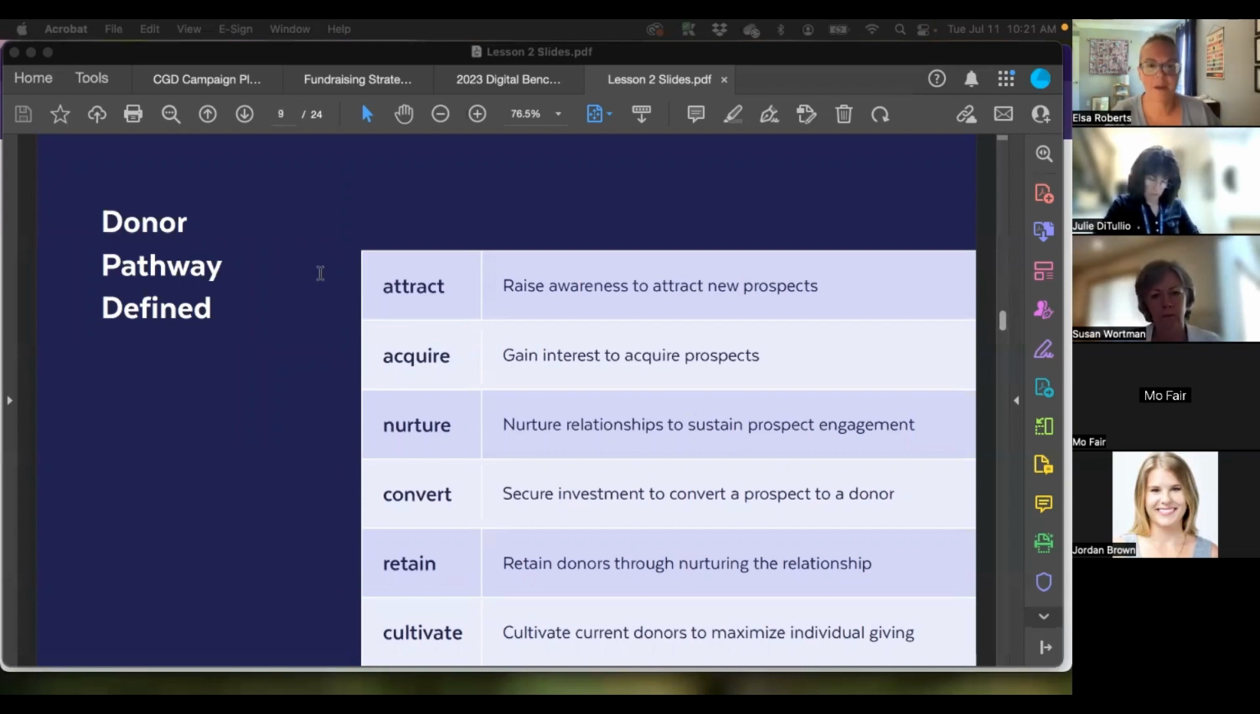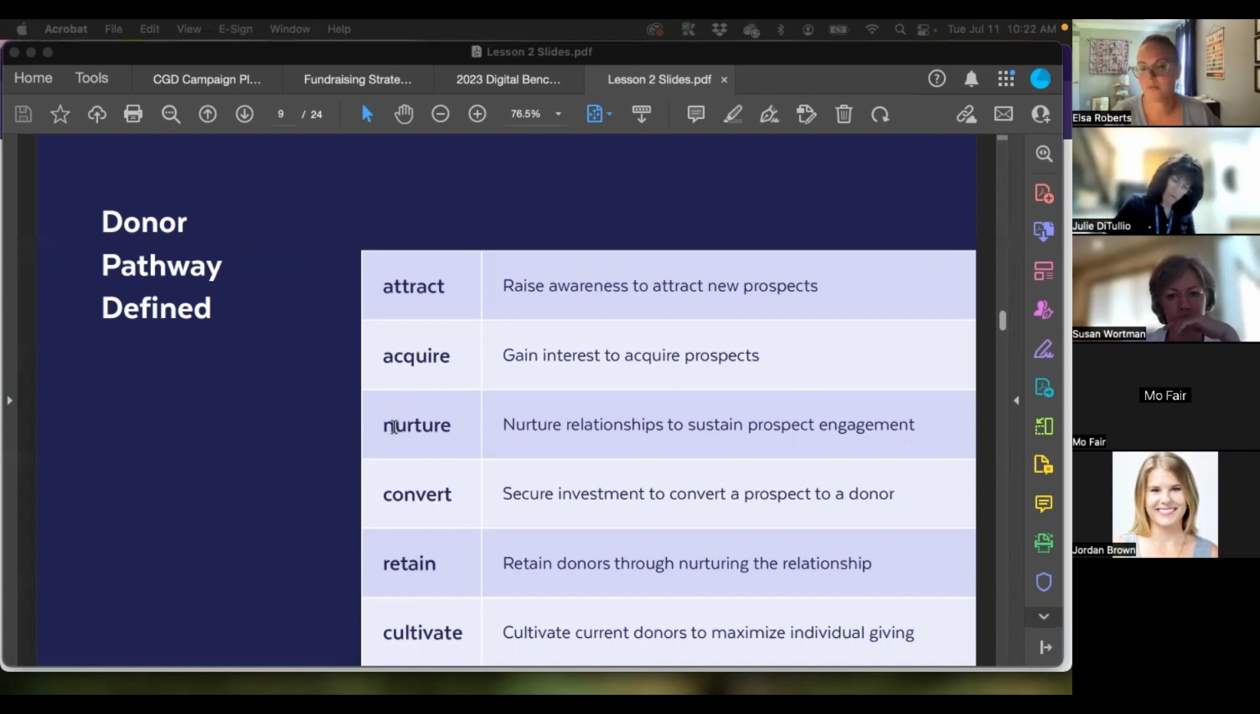So for the donor pathway, the first point is attract. That is where you raise awareness to attract new prospects: folks who've never heard of you or aren't very knowledgeable about who you are. That's the stage where you're trying to get them interested. Acquire, just like it sounds, is where you gain interest and get people to sign up for your newsletter, your email list, or some kind of action related to that. List building is usually the key activity within the acquisition stage.